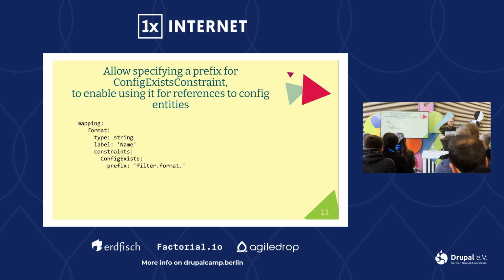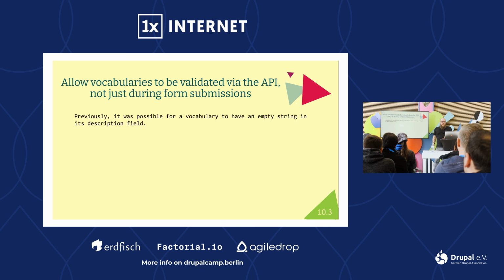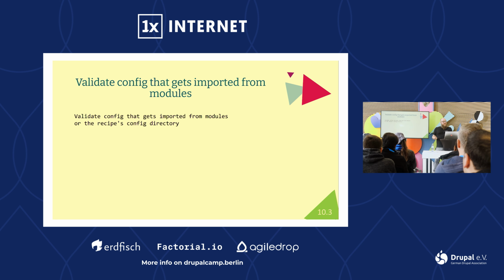So we changed the config exists constraints to allow a prefix to be added, because previously a plugin just had to exist, but you could add like a filter format plugin in a place where a view was supposed to be expected, and Drupal would still just blow up. Vocabularies are now validatable through the API, enabling experience builder stuff more. Config that gets imported is now validated before it's imported. So that works for both recipes and for your standard config that comes with a module install.